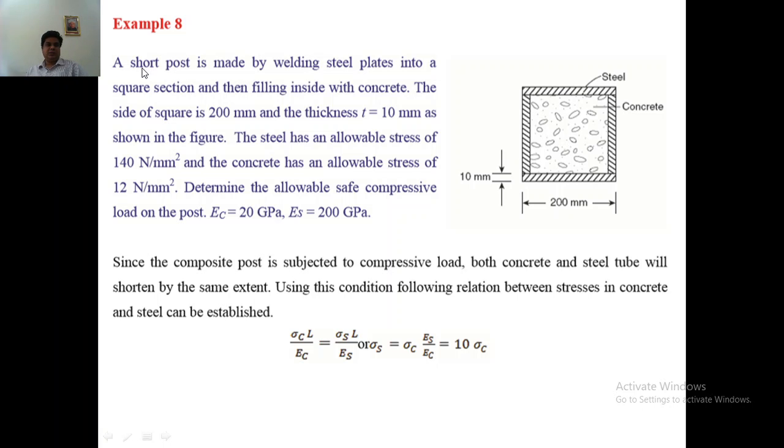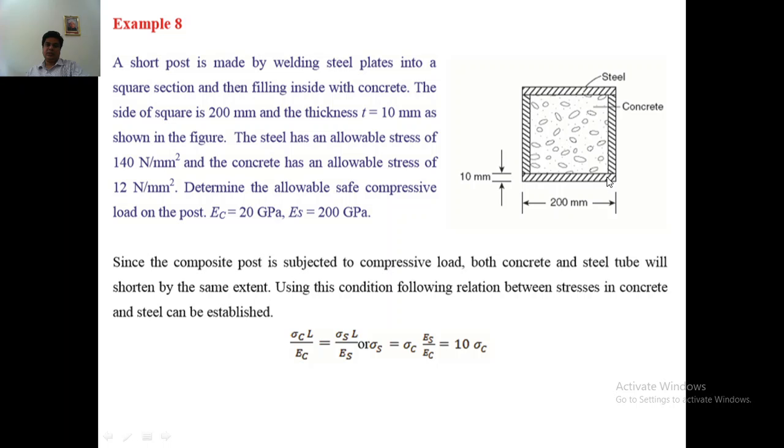So here we have a post or a column which is made of steel plates. We have the steel plates on either side. It is a square cross section, 200 millimeter by 200 millimeter, and the steel column is filled with concrete inside to give strength. The steel square is 200 mm by 200 mm, and the thickness of the steel is given as 10 mm.